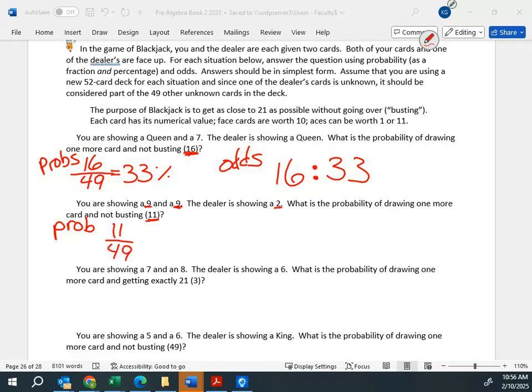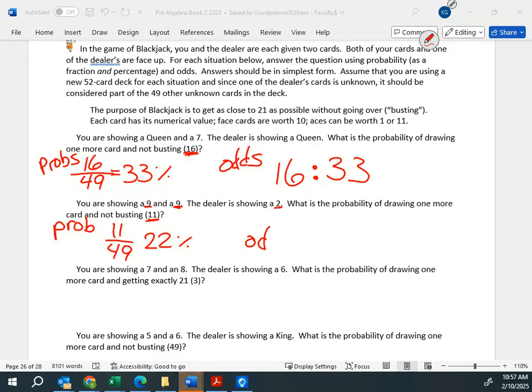We have 49 cards we're choosing from. So there's 49 total possible outcomes. 11 of those are going to be cards that will give us a successful outcome. We'll get close to that blackjack, to that 21, without going over. Can we simplify that? No, that's as simple as we get. So what is our percentage, Kathy? 22%.